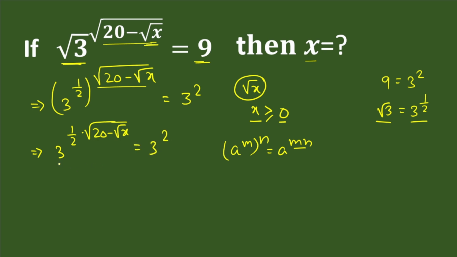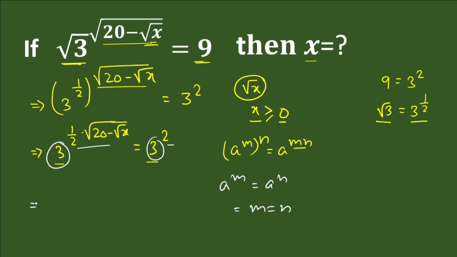Now in the equation, left hand side and right hand side have the same base. This expression is in the form of a to the power m equal to a to the power n. Here we have made the base the same, 3 and 3, and the powers are different, so we can equate the powers. So we can write m is equal to n, according to the law of indices.